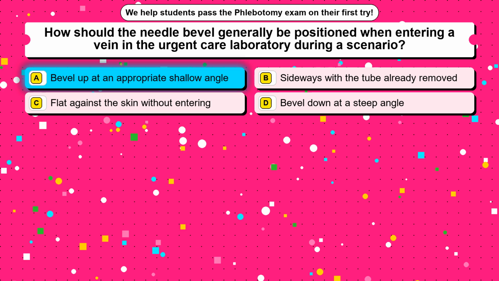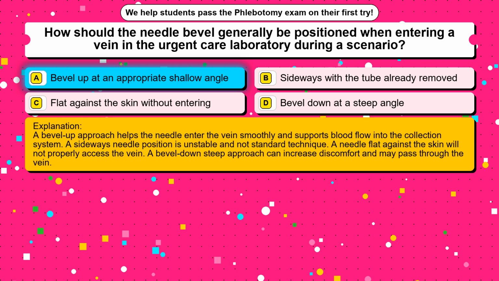The correct answer is option A. Bevel up at an appropriate shallow angle. A bevel up approach helps the needle enter the vein smoothly and supports blood flow into the collection system. A sideways needle position is unstable and not standard technique. A needle flat against the skin will not properly access the vein. A bevel down steep approach can increase discomfort and may pass through the vein.